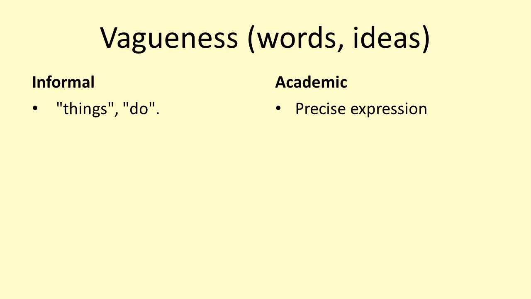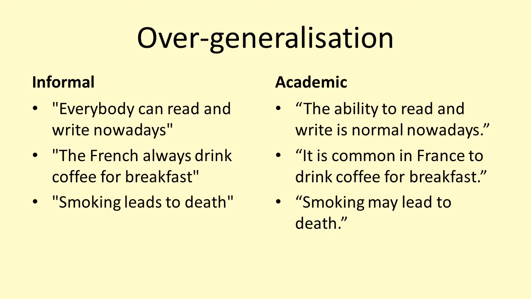Informal writing is characterized by vagueness of words and ideas. Words such as things and do are common, whereas in formal academic writing, precise expression of ideas is required. Overgeneralization is a common feature of informal writing. Formal academic writing avoids overgeneralizations. Informally, one might write, "Everybody can read and write nowadays." Whereas in formal academic writing, one would write, "The ability to read and write is normal nowadays."